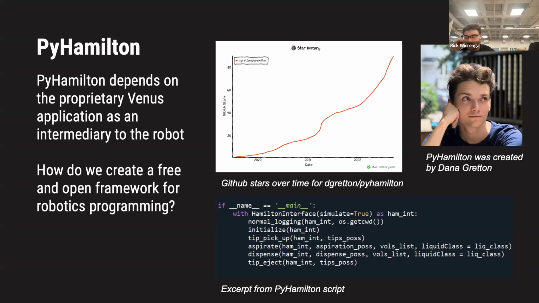Rick and I started discussing a potential collaboration in January around creating a way to control Hamilton robots from a Linux environment. Starting in July, he joined the lab as a visiting student from the University of Leiden in the Netherlands. I'm going to hand it off to Rick now to talk about what we created to address the problems I just discussed.